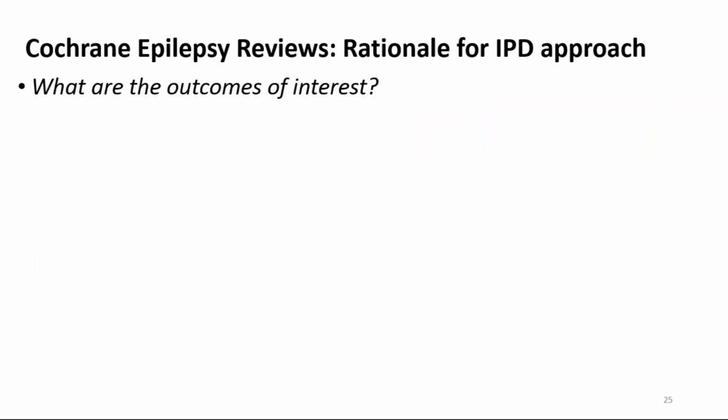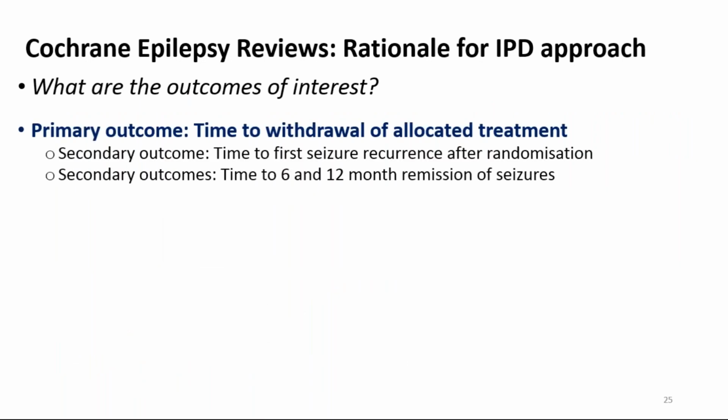So for this particular example, we think about our choice between IPD and aggregate data and our rationale for using IPD in this case. So firstly, I'll come to the outcomes of interest. Our primary proposed outcome for this review is time to withdrawal of allocated treatment. And we also have several secondary outcomes, time to first seizure and time to 6 and 12-month remission of seizures. So these are all time to event outcomes.